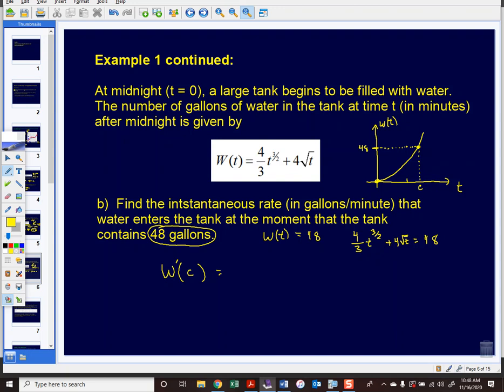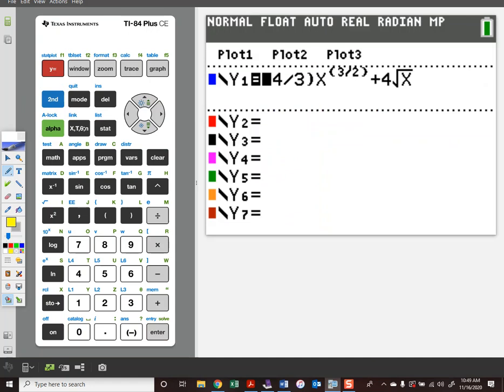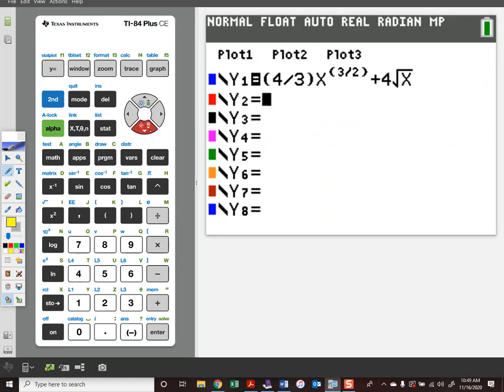So my suggestion to you this time, another AP Calculus exam tip, is that you're going to be given the opportunity to solve this equation just by using your calculator. So I'm going to pull up the calculator. I've already typed in my W of t, which is y1. Now I'm going to graph the 48. So y2 is going to be 48, and I'm going to graph now.